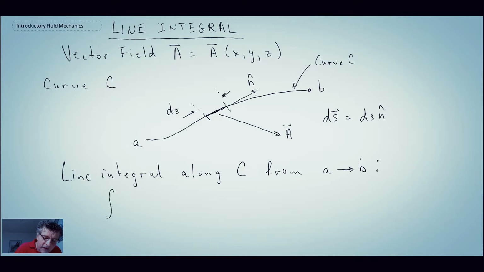And so if we're evaluating this, in the integral I'm going to put a C showing that we're integrating along a curve, and we're going from A to B, and we would have our vector A, and the way that we do this is we use our dot product. That would give us the vector component along the direction ds, and that is the way that we evaluate a line integral.